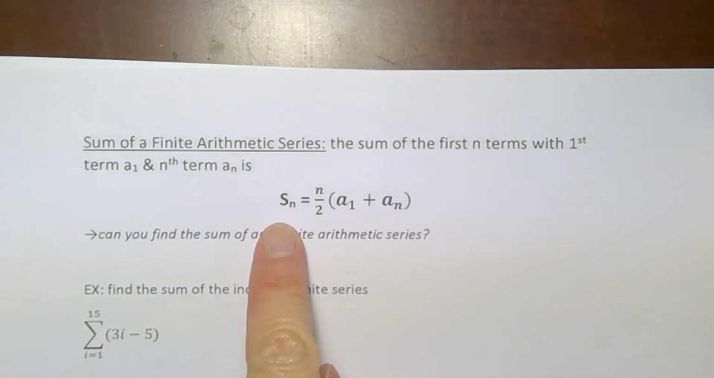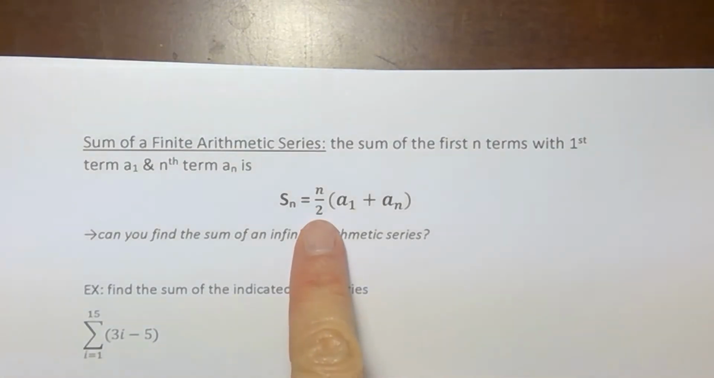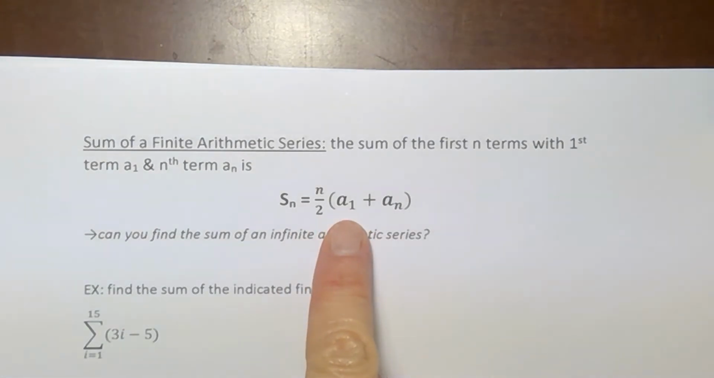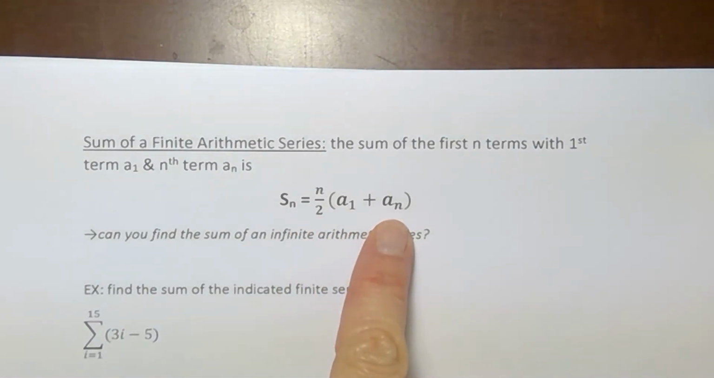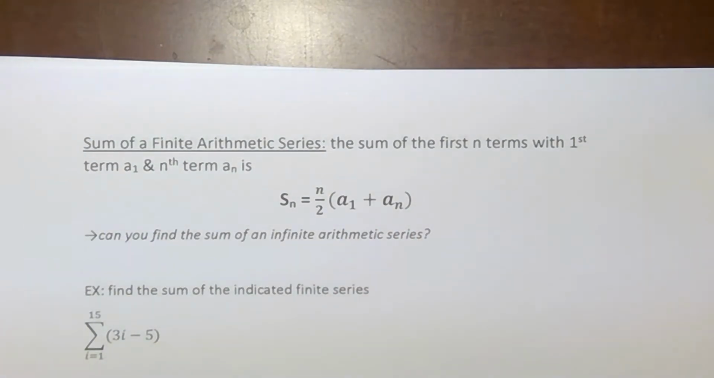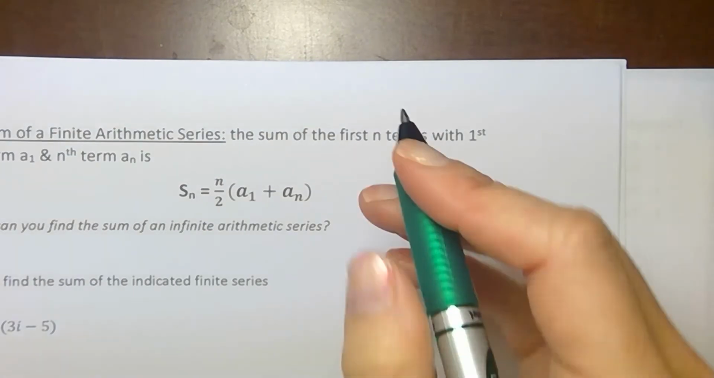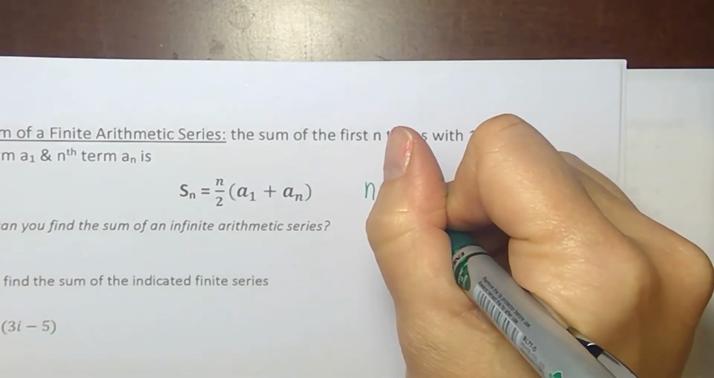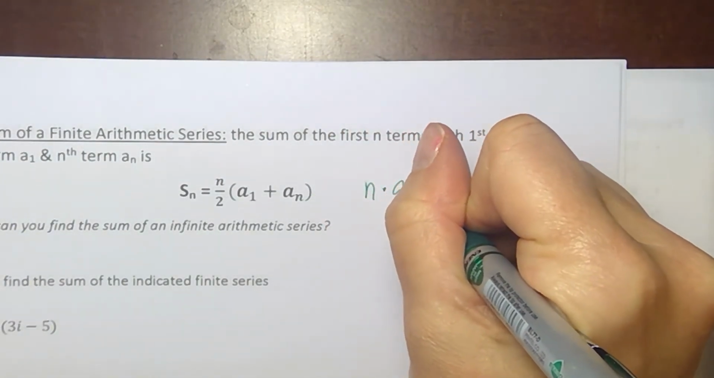S sub n is my sum, and that n tells me how many terms I am summing, how many terms I am going to be adding together. I take that n, the number of terms, divided by 2, and I multiply that by the sum of the first and last terms. Basically, what this is telling me to do is to find n times the average term.